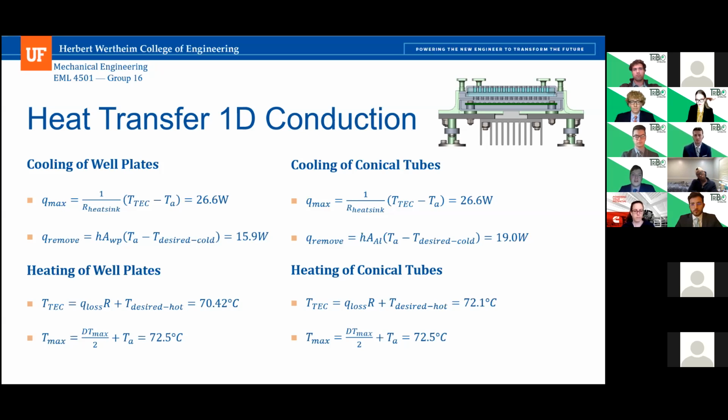And for heating, as long as the temperature required by the Peltier plate, due to the loss of heat to the air, is lower than the max temperature that the Peltier plate can reach, then the temperature can be maintained. And as you can see again, this is the case for both the well plates and the conical tubes.